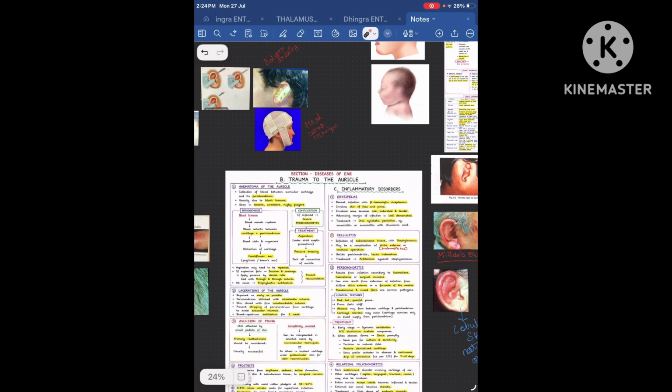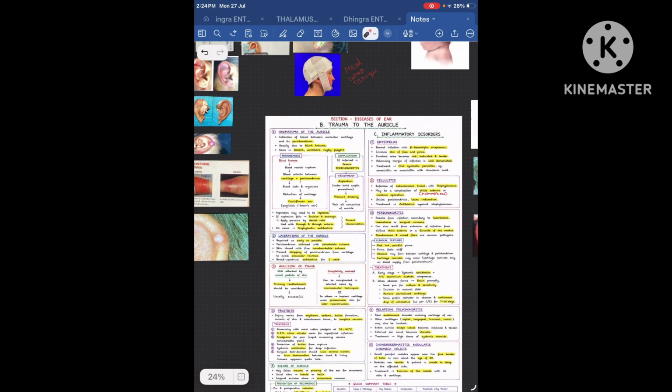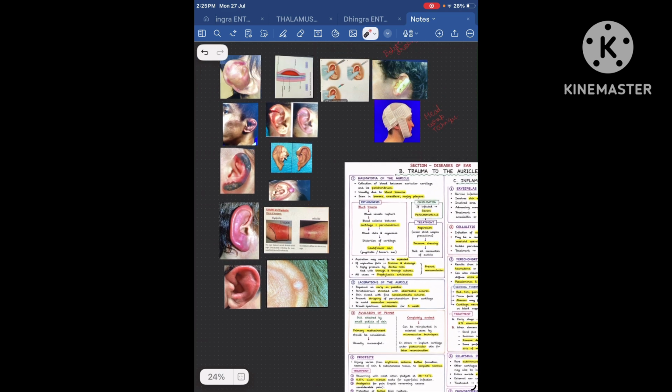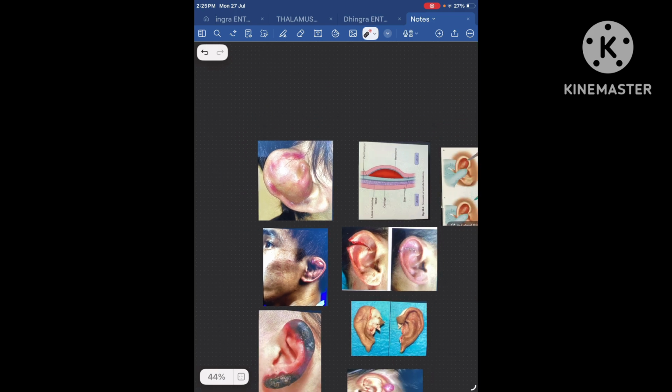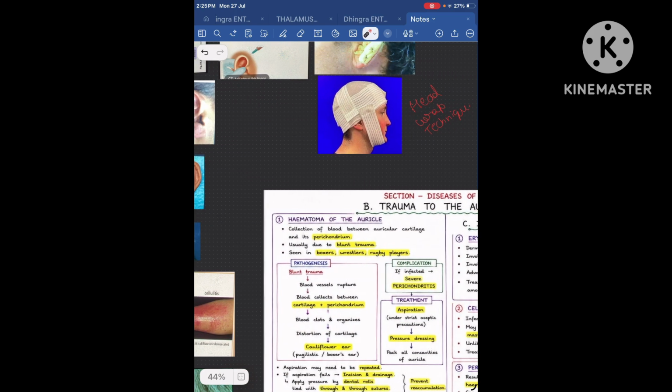In the trauma part, the first thing you are going to see is hematoma of the auricle. Hematoma of the auricle looks like this. This is the hematoma. The blood is beneath this cartilage. That is hematoma of the auricle, right? It is a collection of blood between the auricular cartilage and its perichondrium.